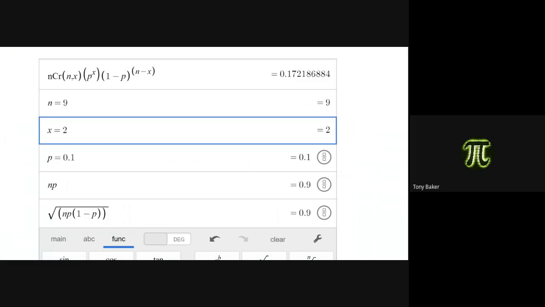Questions? That good? Okay. At most 3. They said they want to find the probability that x is at most 3.